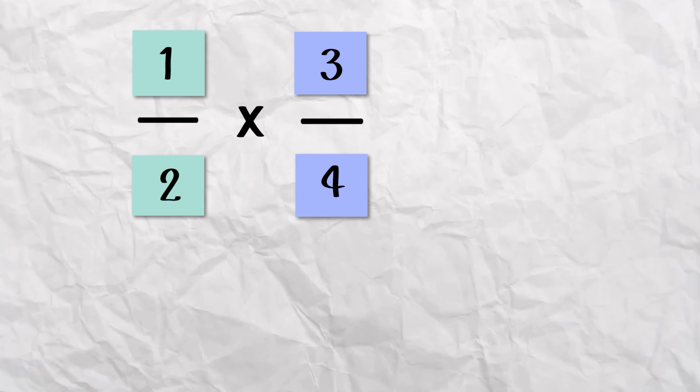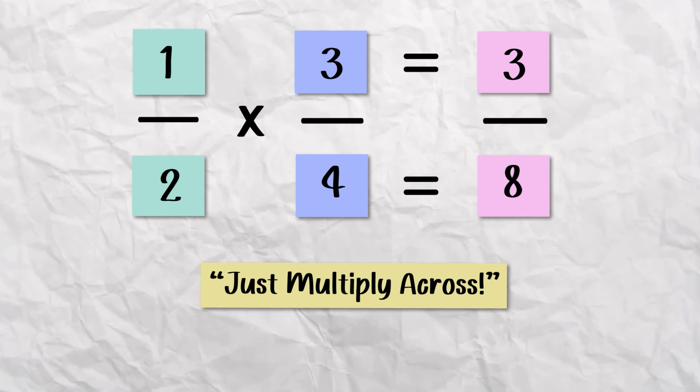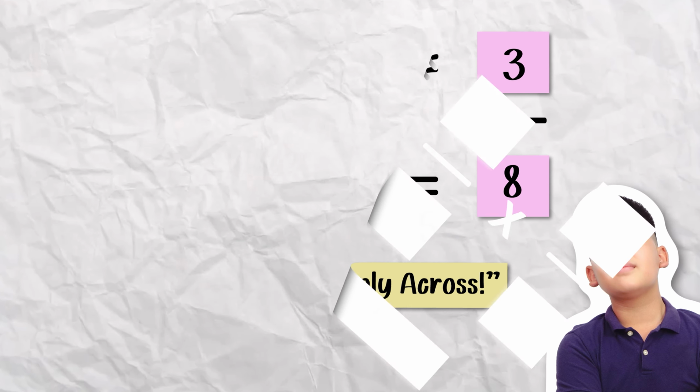Did you notice that 1 times 3 equals 3 and 2 times 4 equals 8? The rule for multiplying fractions is a shortcut for this whole process. It isn't random or arbitrary. Not convinced? Let's look at another example.